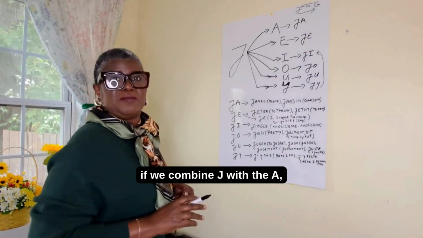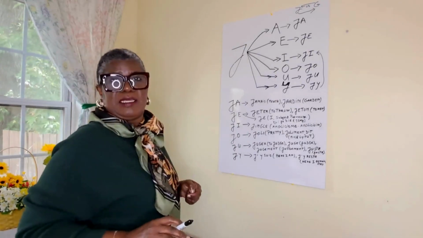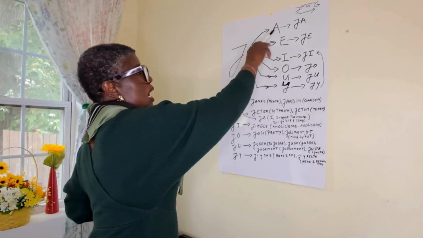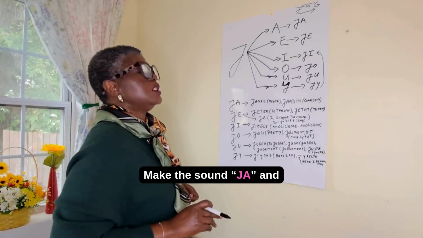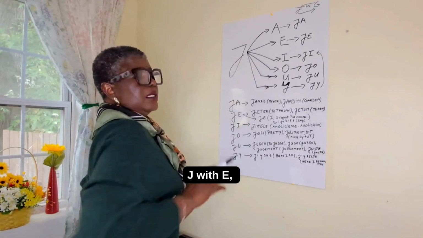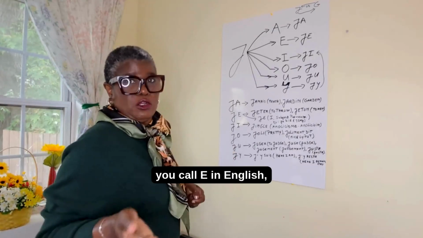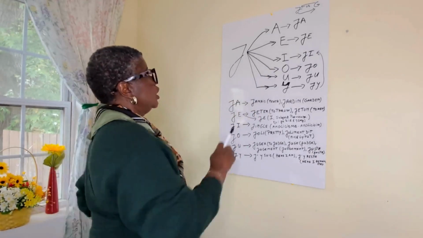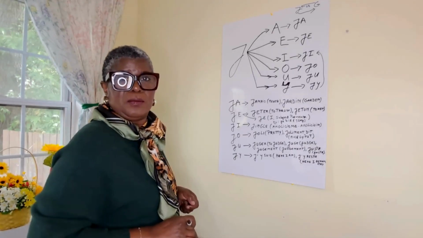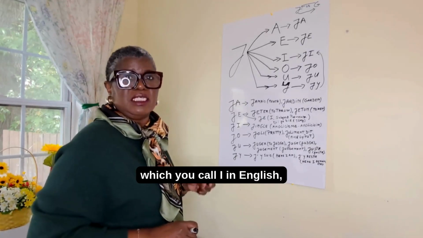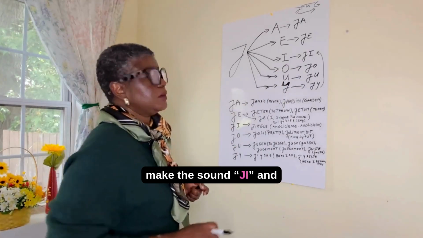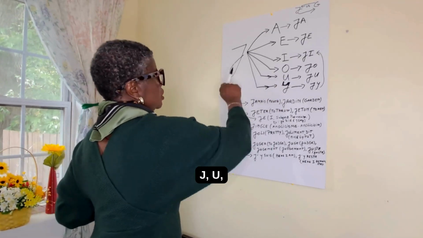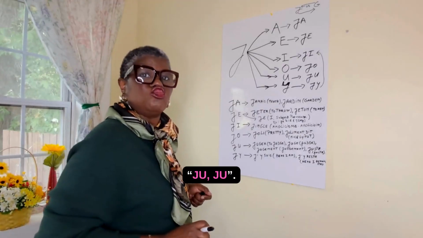So today we will combine G with the letters A, E, I, O, U. In French, G and A make the sound ja. G with E, which you call E in English but in French is E, makes the sound je. G with I, which you call I in English, makes the sound ji. And G plus O is jo, G plus U, ju.